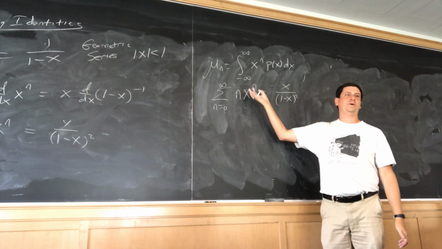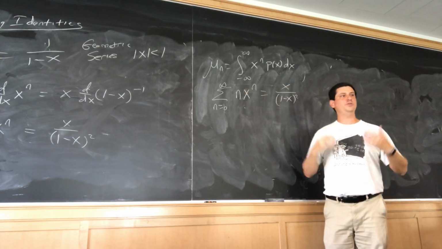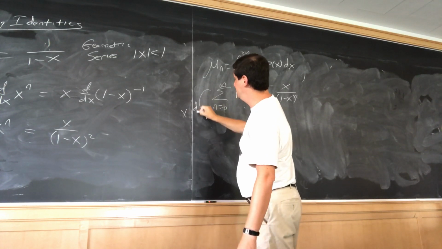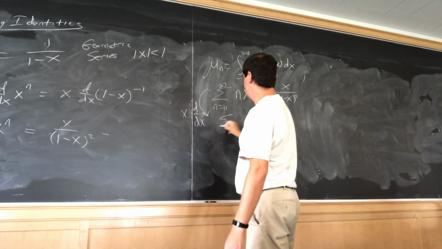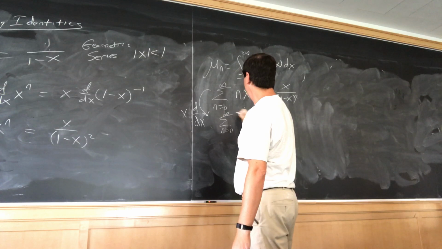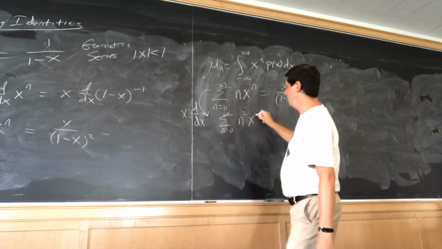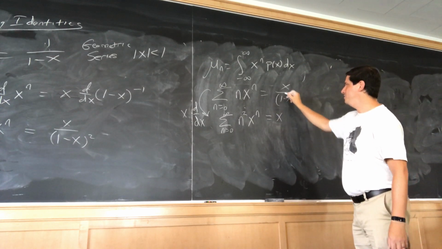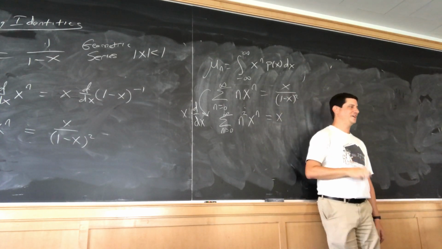We did a lot by differentiating once. Well, what happens if we try it again? Let's take again x d by dx. And so we'll have the sum, n goes from 0 to infinity, of n squared x to the n. And now we have x times the derivative of this. How do we take the derivative of that?